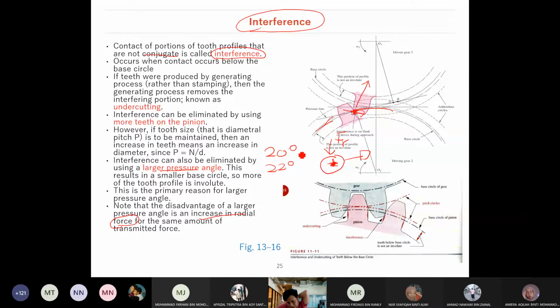Alright, we will move on to that particular area later, maybe next week. I will see the situation. I think next week. Alright, I will touch on this again. Okay, so can you understand? Interference is undesirable.